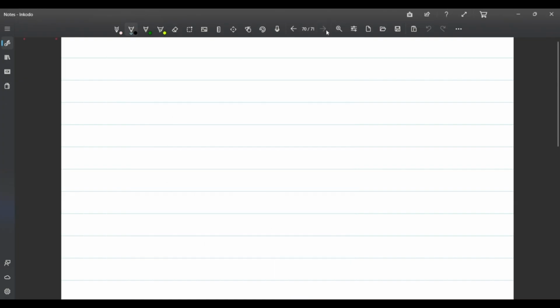So we can write: for the first term we have given a, so this is the first term. For the second term, a plus d. For the third term we can write a plus 2d.